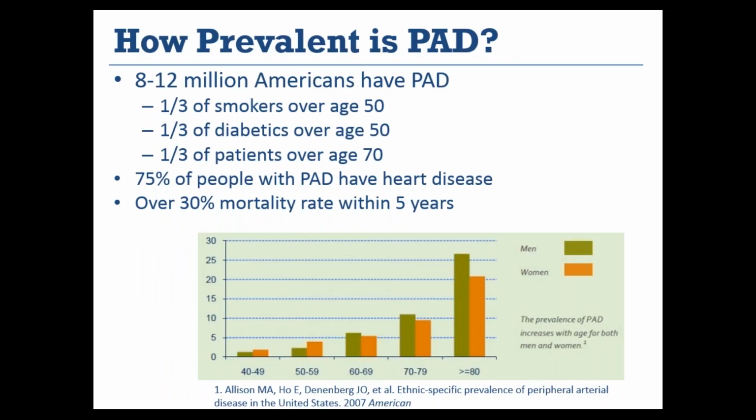8 to 12 million Americans suffer from peripheral arterial disease. 1/3 of smokers over the age of 50 have PAD, as do 1/3 of diabetics and 1/3 of patients over the age of 70. 75% of people that have PAD also have heart disease. As you can see, over 30% of patients with PAD who are untreated and undiagnosed have a 5-year mortality rate.